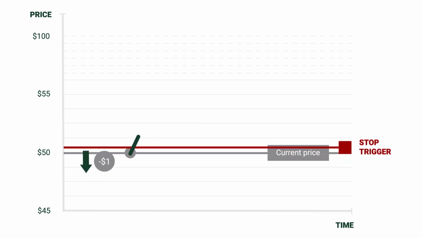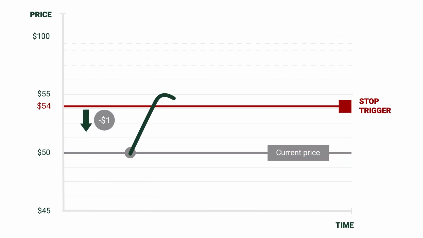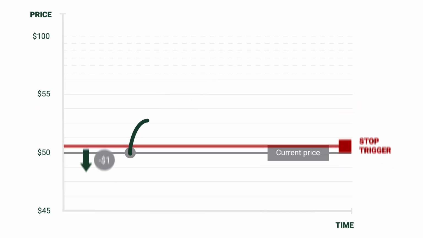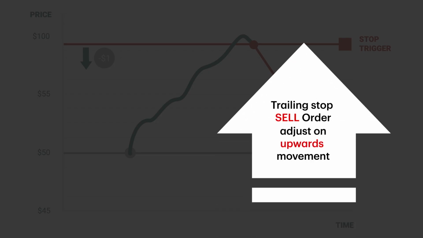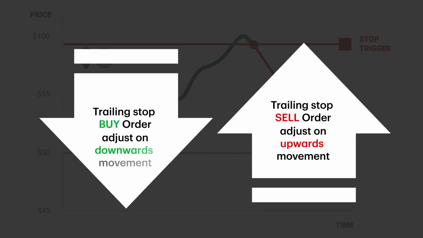What if the stock rises instead of falls? If the stock moves from $50 to $55 without ever dipping down to $49, the $1 delta means you are still looking for that $1 drop in price. This means that your sell order may be triggered at $54 now, not $49 like before. If the stock keeps rising and eventually goes up to $100, the new trigger is, you guessed it, $99, $1 less than $100. The price only gets adjusted when there is upwards movement on a sell order. And it's the opposite case on a buy trailing stop order.